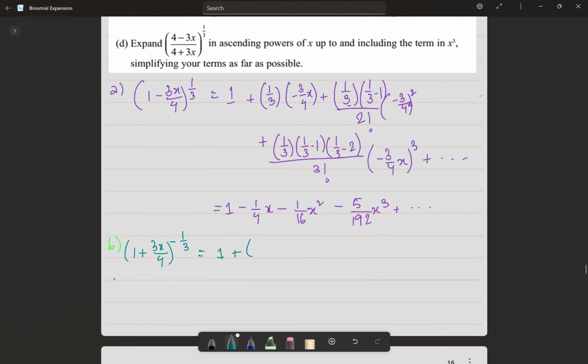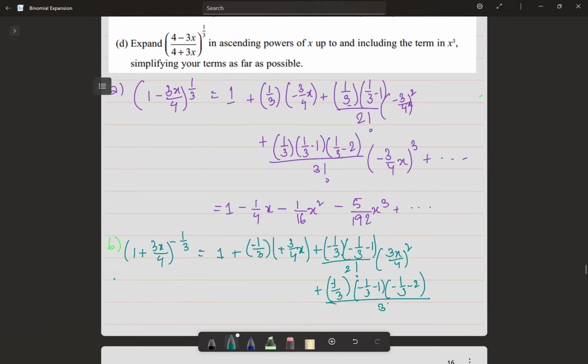The next one would be minus 1 by 3. Then we will have plus 3 by 4x. Then the next one will be minus 1 by 3, minus 1 by 3, minus 1, n minus 1 divided by 2 factorial. And then we have 3x by 4 whole square. And the next term would be n minus 1, n minus 2. There are 3 terms, so 3 factorial, and then we will have 3 by 4x whole cube.